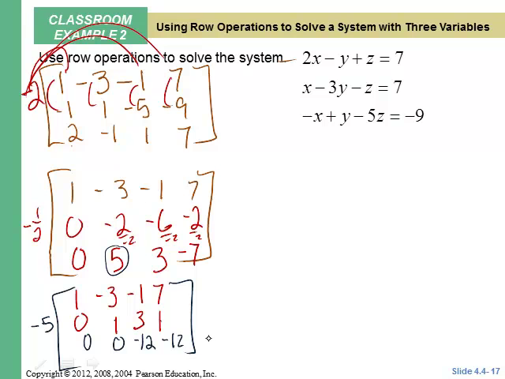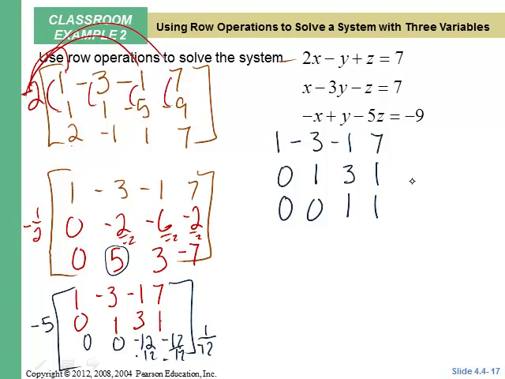Now I'm going to multiply the last equation by negative 1/12, or in other words, divide this row by negative 12. And my first row, 1, negative 3, negative 1, 7. My second row, 0, 1, 3, 1. My third row, 0, 0, 1, 1. So Z is 1. Substitute that into this second row.